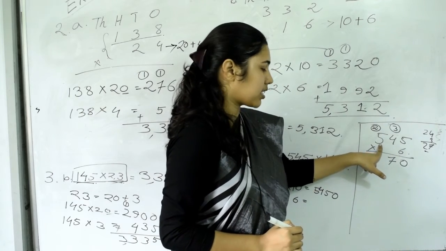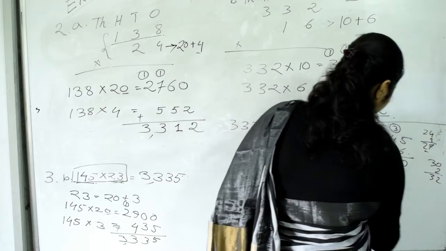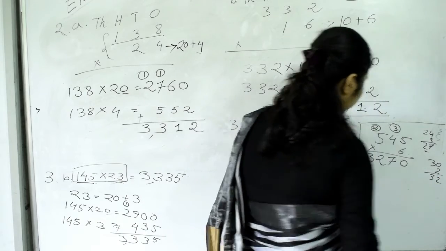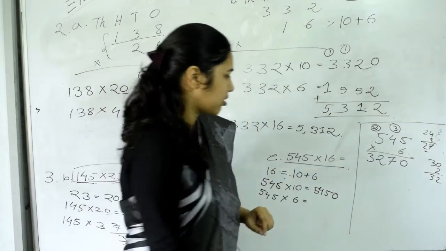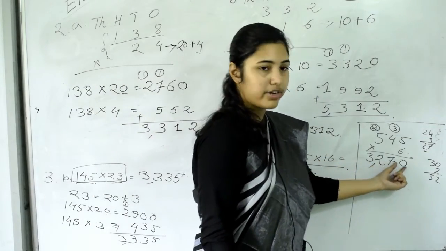Next 5 6s are 30. 30 plus 2, 32. So write 32 in thousands place. So our answer is 3270.